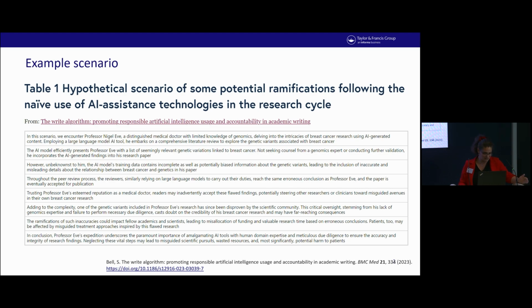But adding complexity, one of those genetic variants has since been disproved, and now this oversight, stemming from that lack of genomics expertise and his failure to perform the due diligence, actually has the potential to cast doubt on all of the credibility of all of his research, which can have far-reaching consequences in itself. At the same time, the ramifications of those inaccuracies can actually impact other academics and scientists, leading to misallocation of funding and of valuable research time based on those conclusions. And of course, particularly given the context here, it can directly affect patients and the treatments they receive. So as I say, it is a hypothetical scenario, but actually I don't think so hypothetical.